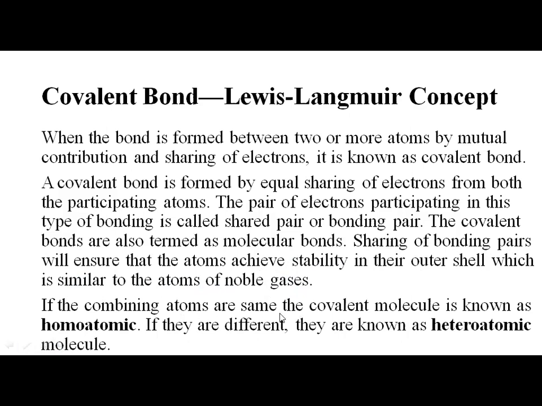If the combining atoms are the same, the covalent molecule is called homoatomic. That means H2, two hydrogen atoms, is a homoatomic molecule, having the same atoms. If the combining atoms are different, it is heteroatomic. What are the examples of heteroatomic we have seen so far? HCl is a heteroatomic covalent molecule. NH3, which we have seen, is a heteroatomic covalent molecule. Carbon dioxide is also a heteroatomic covalent molecule. These are all examples of heteroatomic covalent molecules.